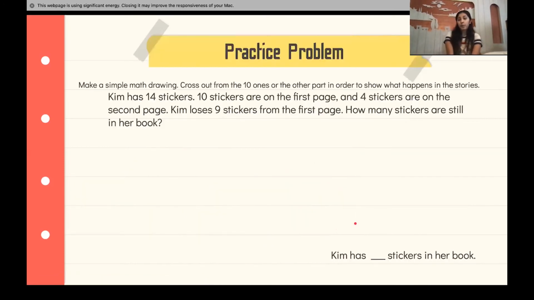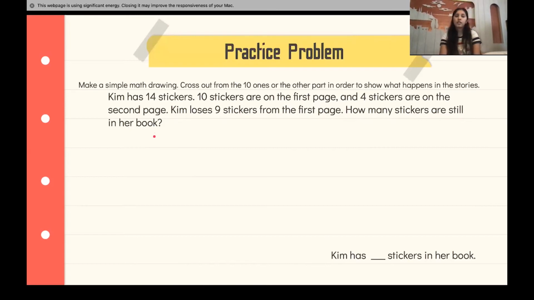Okay, another practice problem. I'm going to go ahead and read this, so don't worry, you don't have to write this down. It says, Kim has 14 stickers. 10 stickers are on the first page. And 4 stickers are on the second page. Kim loses 9 stickers from the first page. How many stickers are still in her book?